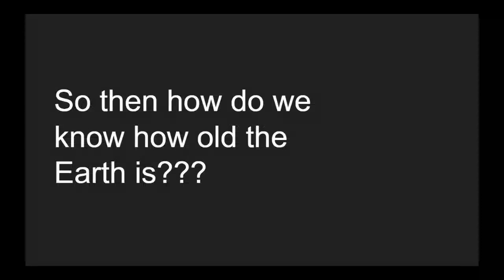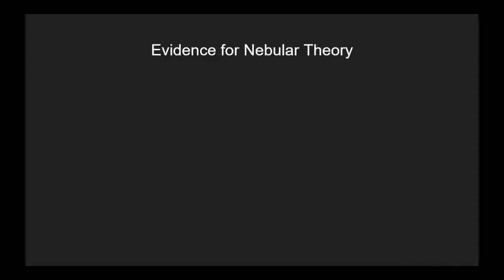So then the next question we want to think about is, if no humans were around 4.6 billion years ago to see the Earth being formed and to know that it's that old, how do we know how old the Earth is? We do have several pieces of evidence to support nebular theory for the formation of our solar system and our Earth. And as a part of your project, you will have to be able to explain several of them. So I will go through a few of them now.